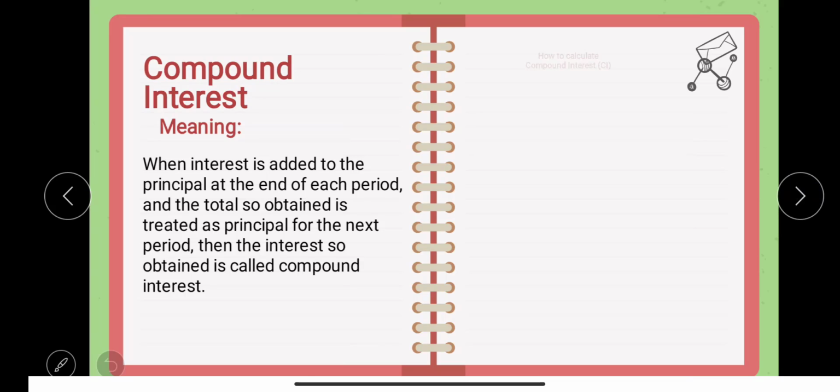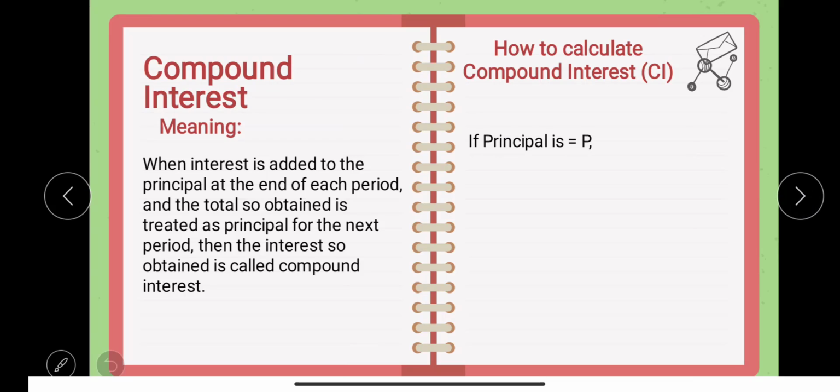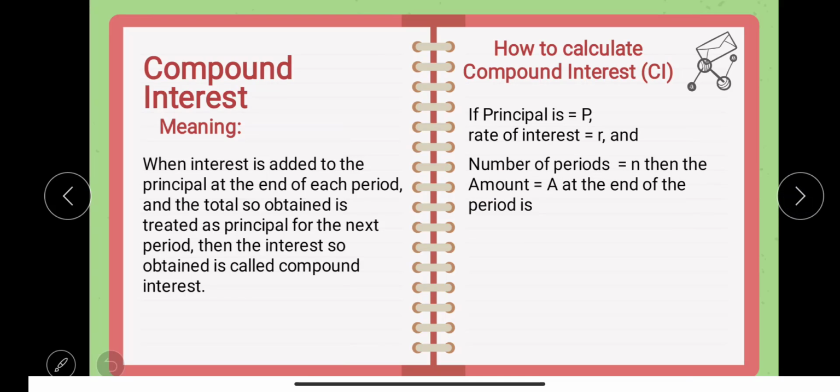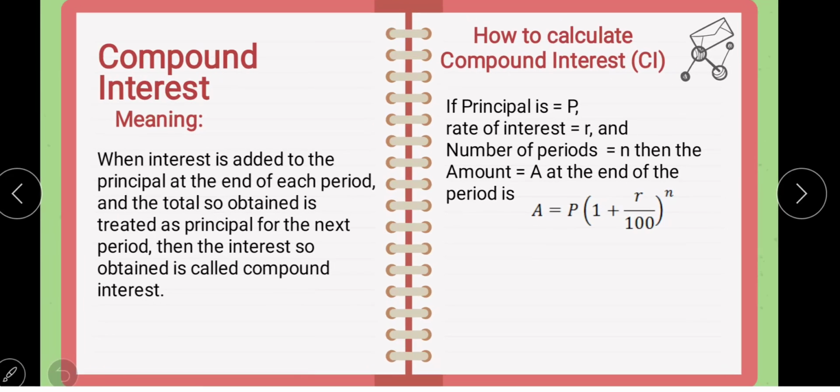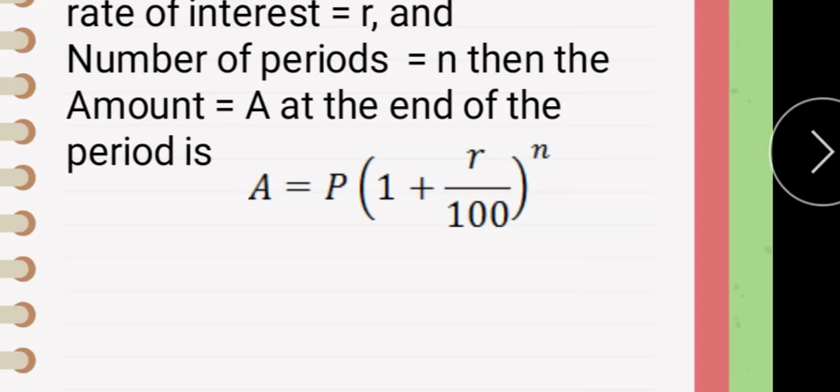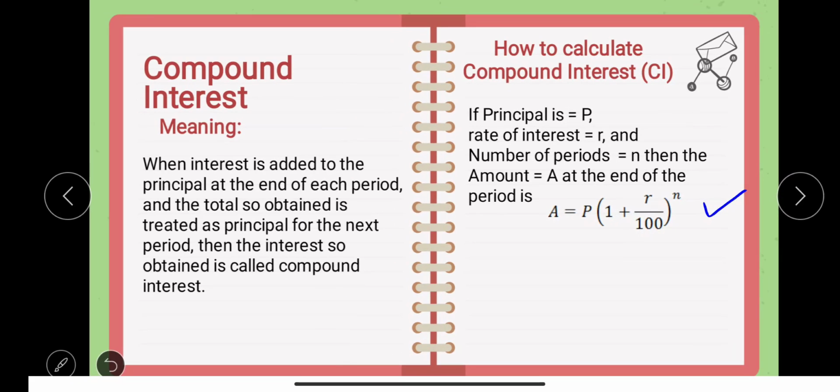So how is it calculated? We can see here the formula. If the principal is P, the rate of interest is denoted by R, and the number of periods is denoted by N, then the amount at the end of the period in compound interest will be calculated by using this formula. Amount is equal to P into bracket 1 plus R upon 100 bracket raised to N. By using this formula we can directly calculate the amount in compound interest.